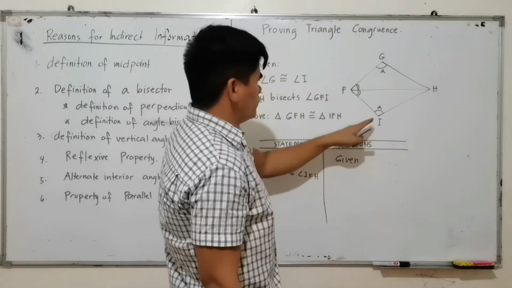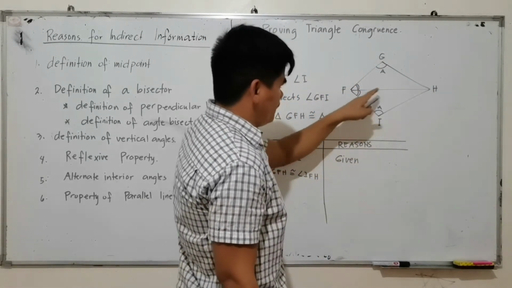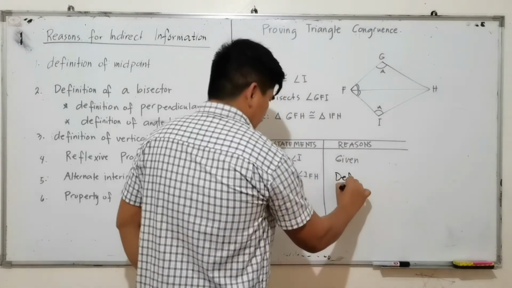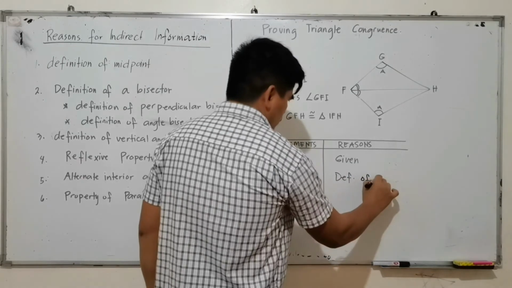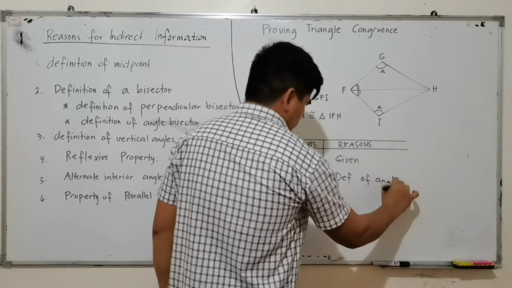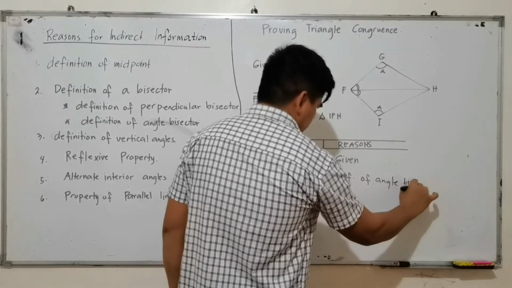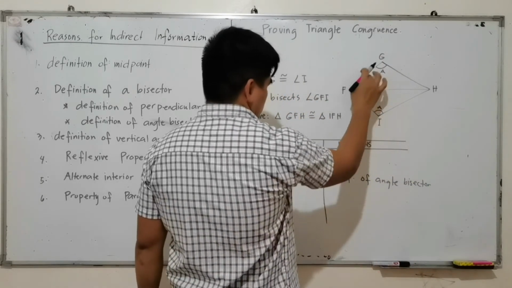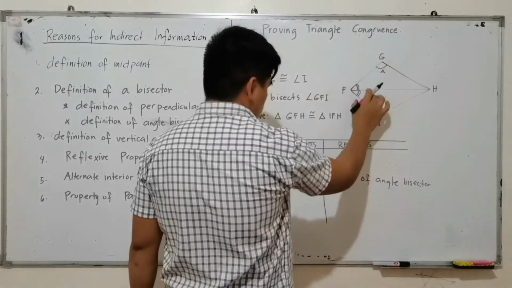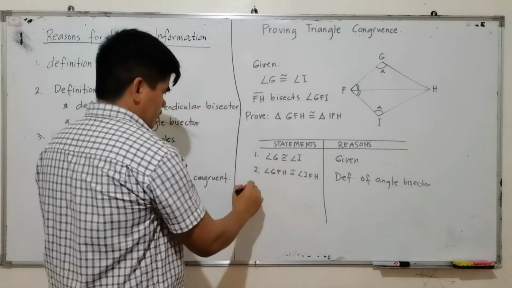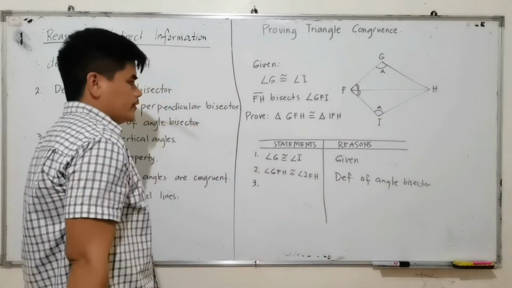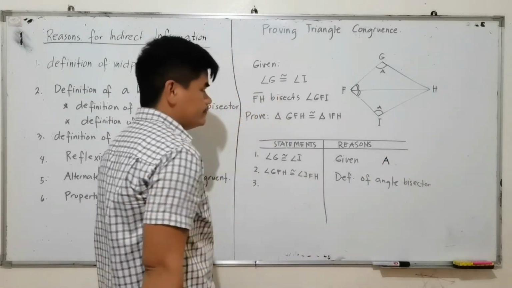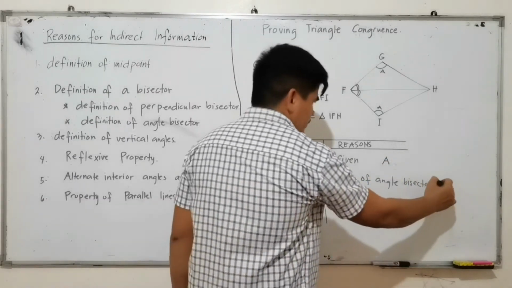GFH is congruent with angle IFH. The reason is definition of angle bisector. Because of this angle bisector, the angle GFI is divided into these two congruent angles. Number 3. So we have one side here, one angle here, okay, and another angle here.